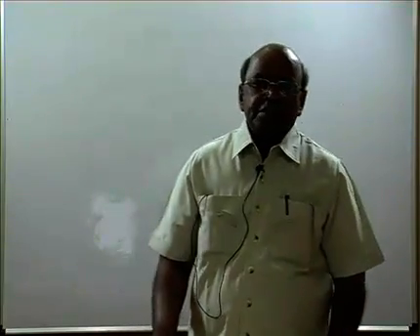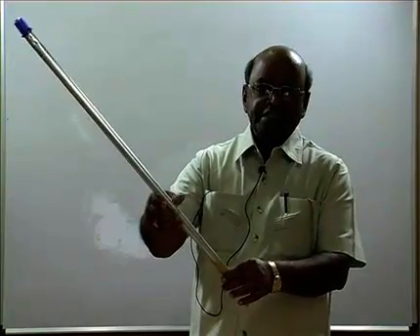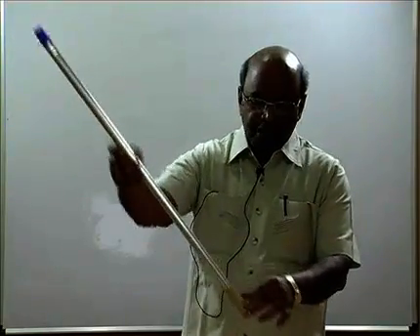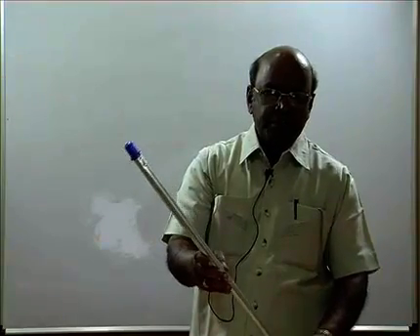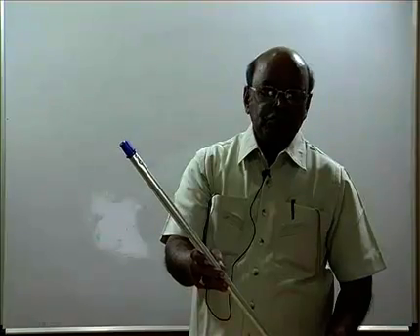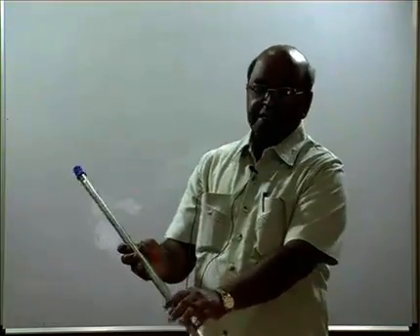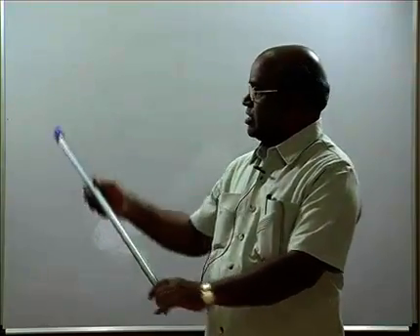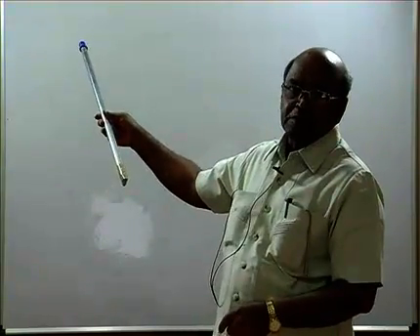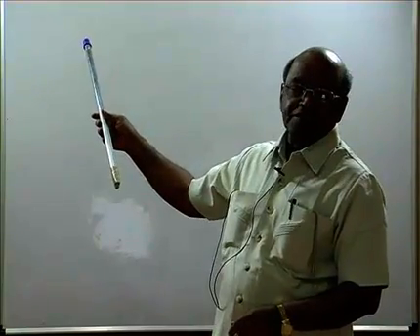A trace is nothing but the point of intersection of a straight line with a plane. Suppose you take this straight line, it is inclined. Suppose you extend it downwards, it will meet the horizontal plane. So this is called the horizontal trace. Suppose it is inclined like this, and if you extend it towards the vertical plane, it will go and meet the vertical plane. Then you will get the vertical trace.